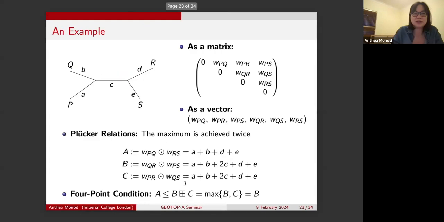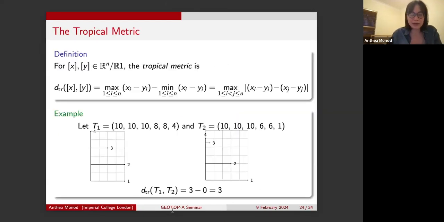A little more intuition on this 4-point condition. Let me show you an example. Here's an example tree. We can write down as a matrix what the distances between all these leaves look like, and then, as I was saying, we stack them as a vector to get a vector representation, and then we look at the Plücker relations between them, these tropical polynomials. The maximum here is achieved twice, so it is indeed a tree. And then you can also write it down as this inequality here.